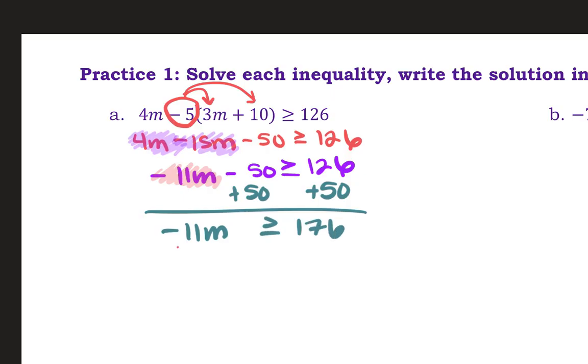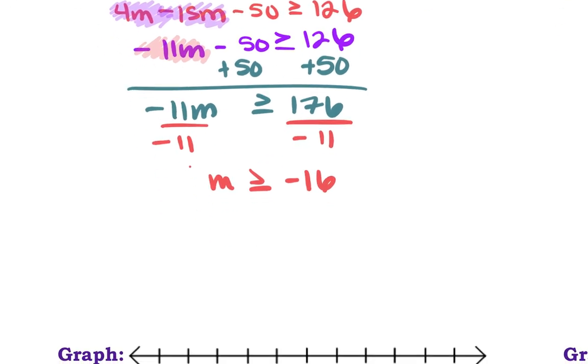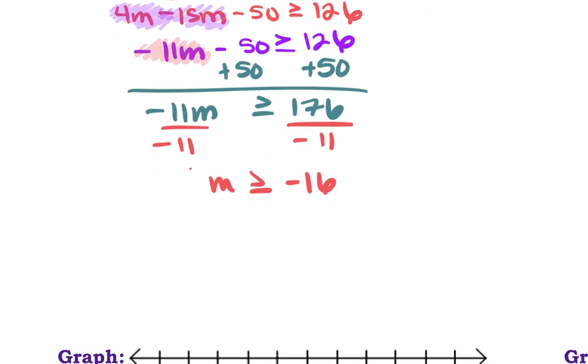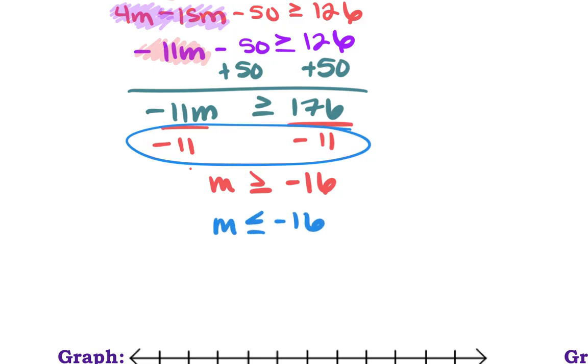And our last step is to divide. All right, so divide by negative 11. M is greater than or equal to? What'd y'all get? Negative 16? Yes. All right, did you divide by a negative? Yes, so what needs to happen? It flips the sign, so it's going to point the other direction. The number doesn't change though, and then our letter is on the left side.